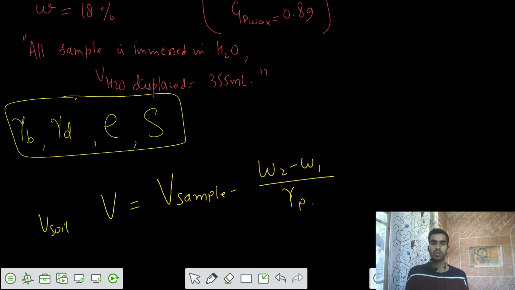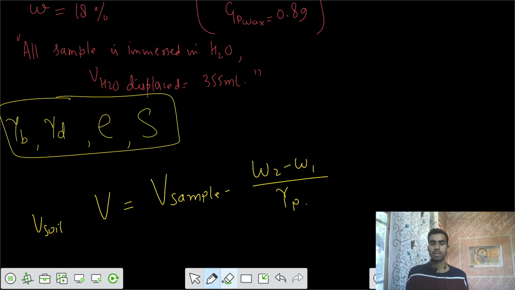Now let's substitute those values. What is the total volume that is displaced? This part is equal to the volume of sample. So I would write 355 milliliters.